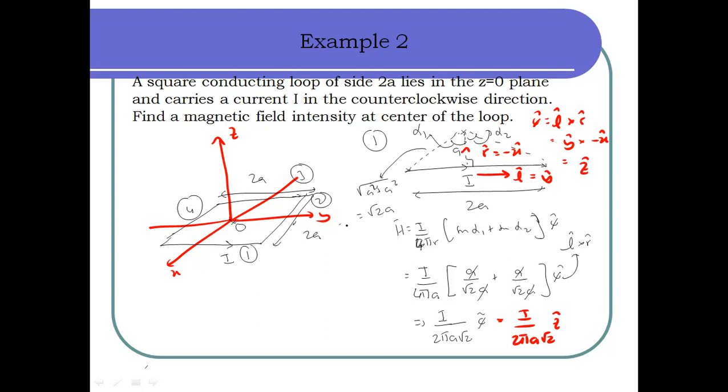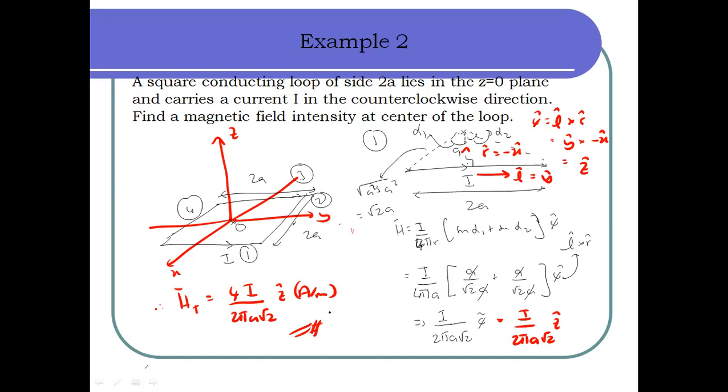You can prove on your own that for sides 2, 3, and 4, you get the same form of H field. Due to that, the total H field produced by this square conducting loop at the point of interest, which is at the origin, shall be equal to 4 multiplied by the H field obtained, which is 4I over 2 pi A square root of 2 in the direction of z, in ampere per meter. So that should be the total H field.